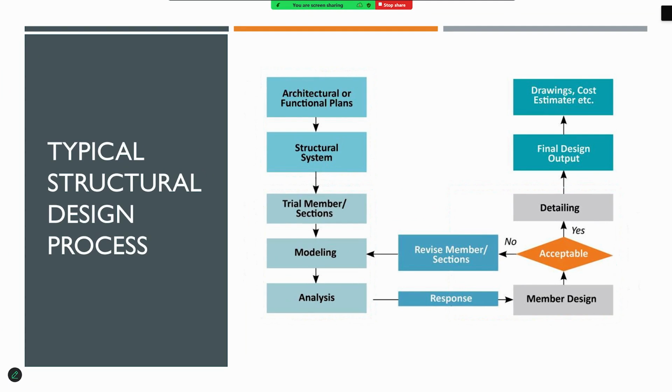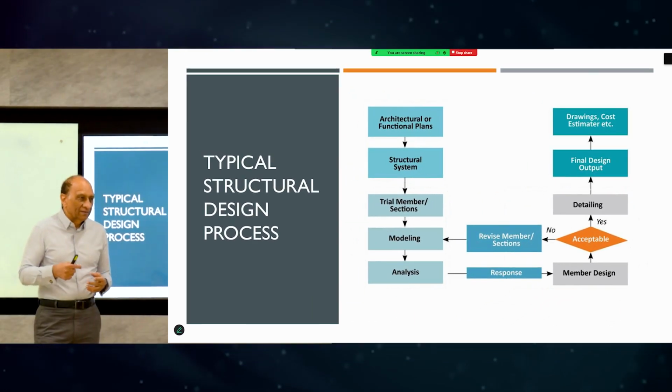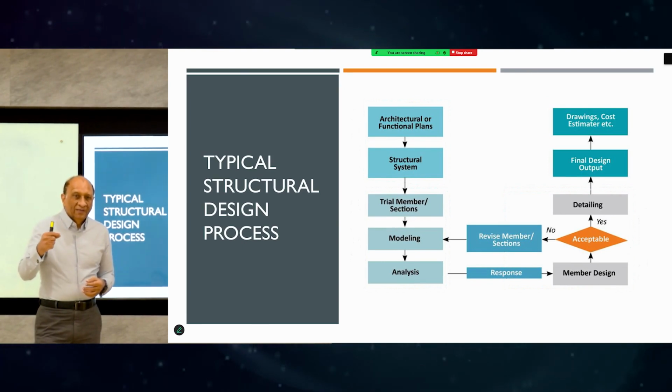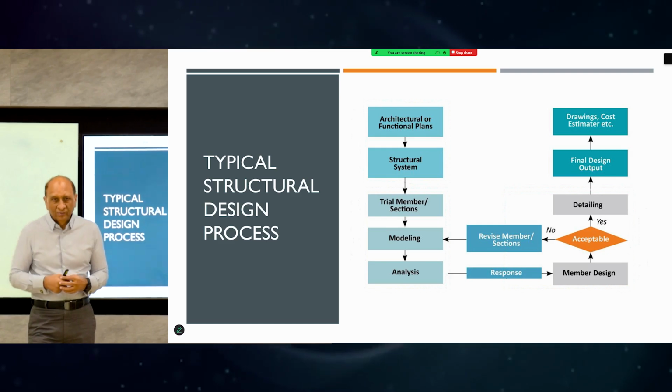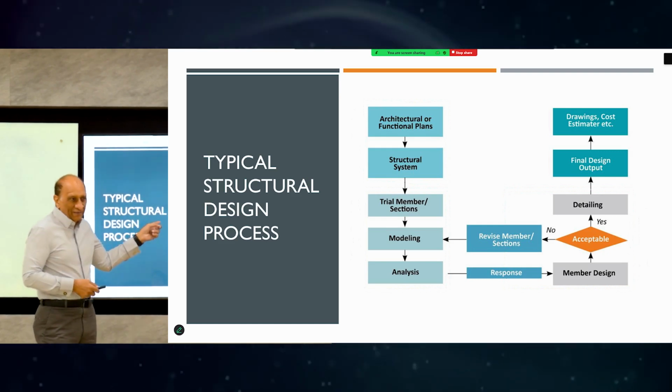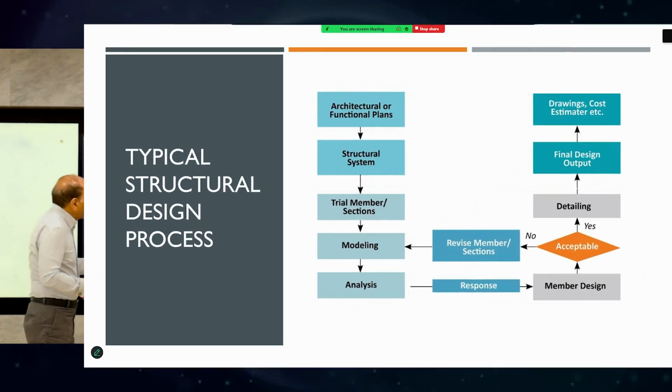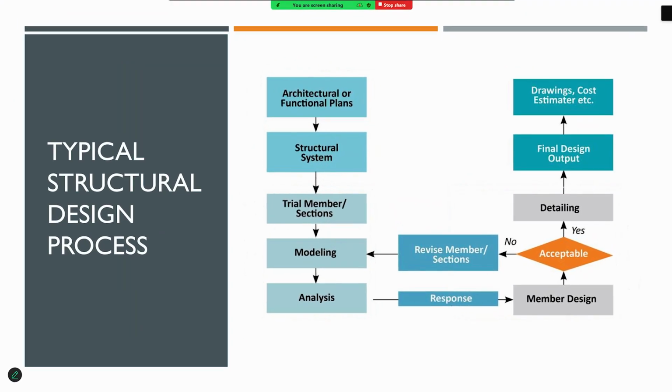So if you do trial members and sections, you do the modeling, you do the analysis, you get to member design, you check, and it's not okay. Beam is too small, column is too small. You have to come back, revise, and then do the modeling again, and keep on doing it until you find the right answer. This can take a lot of time if you don't have experience. That's why experience comes in, how to start with good sizes, and we will talk a little bit about that. There are some thumb rules, and there's some preliminary calculation. Of course, AI is the best for this part. So AI will be very useful at this stage, okay?